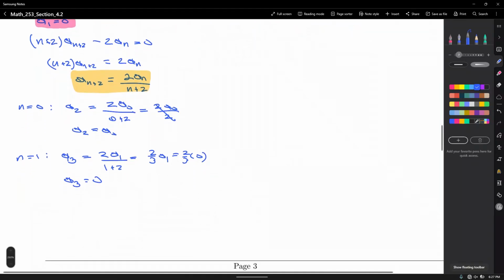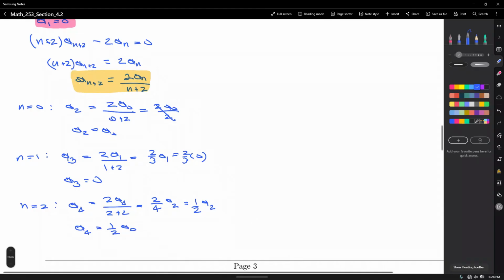Let's keep going. N equals 2. That is a sub 4, which is 2 times a sub 2 over 2 plus 2, which is 2 divided by 4, which is 1/2 a sub 2. But actually, what is a sub 2? Isn't that a sub 0? So a sub 4 equals 1/2 a sub 0.